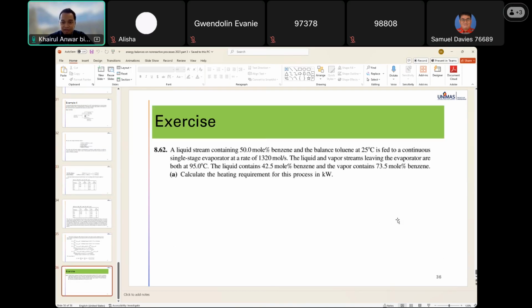The liquid and vapor streams leave the evaporator at 95 degrees C. The liquid contains 42.5 mole percent benzene, so 42.5 is benzene, and 100 minus that gives me toluene. The vapor contains 73.5 percent benzene, so the remaining is toluene.